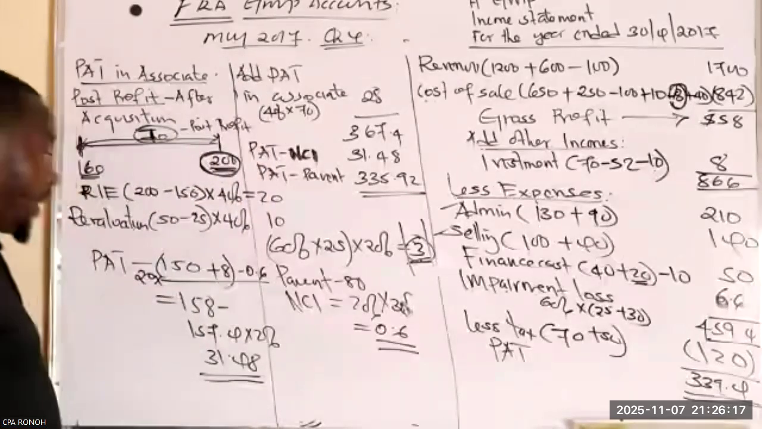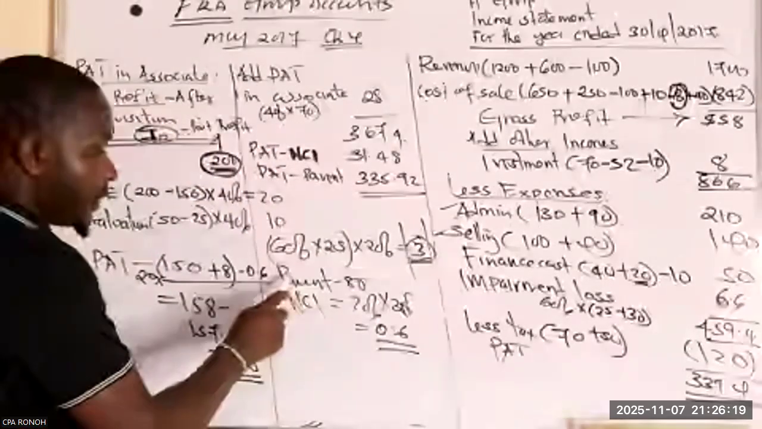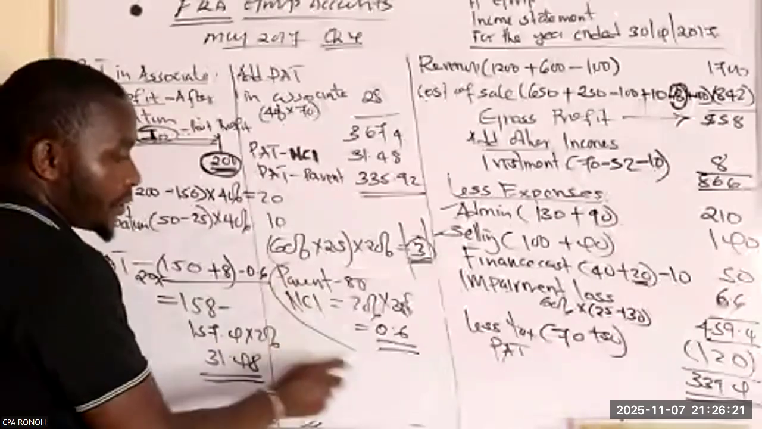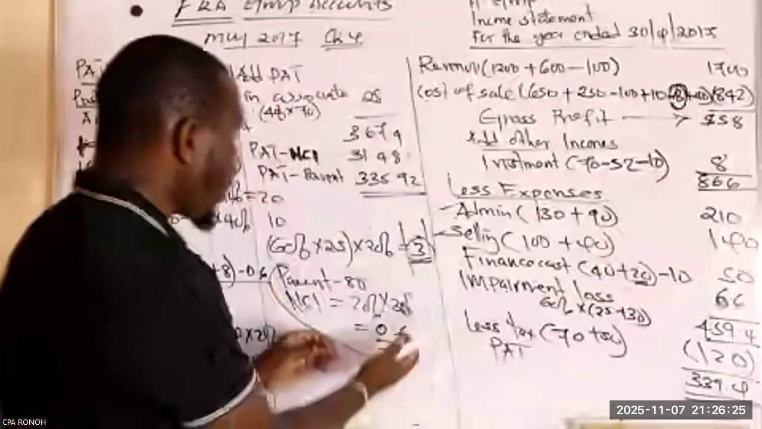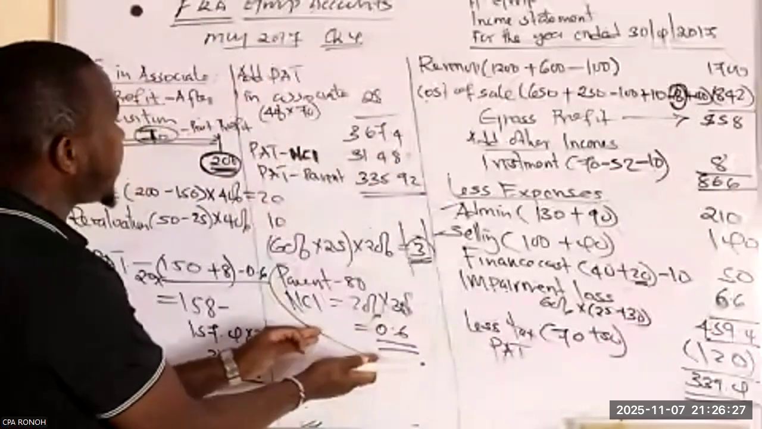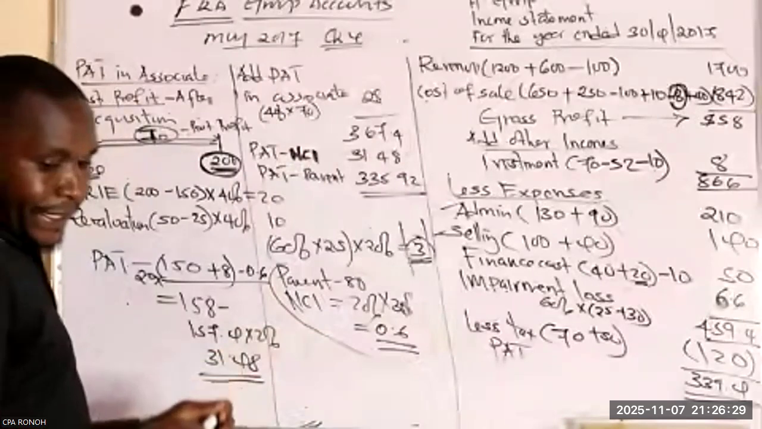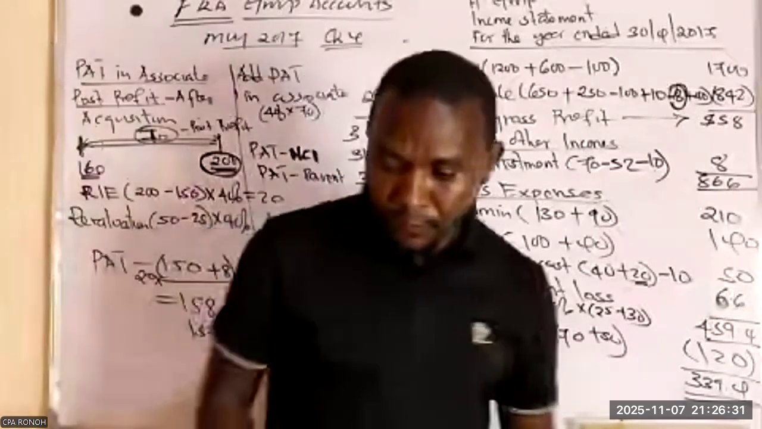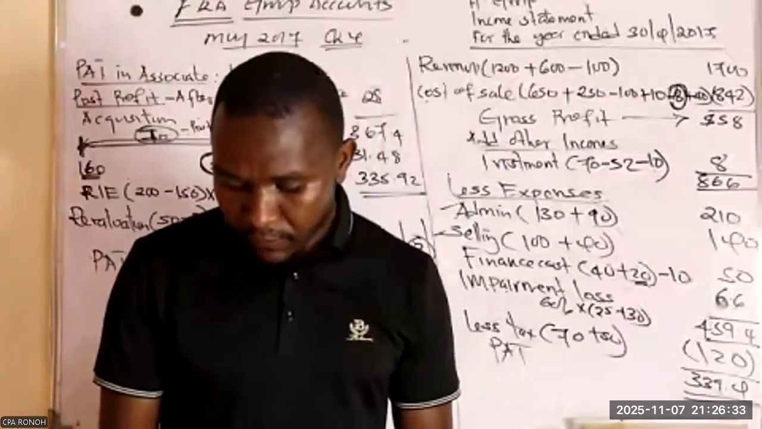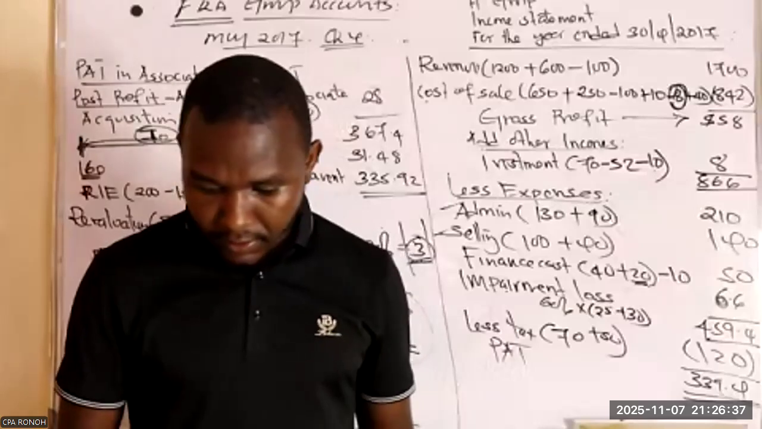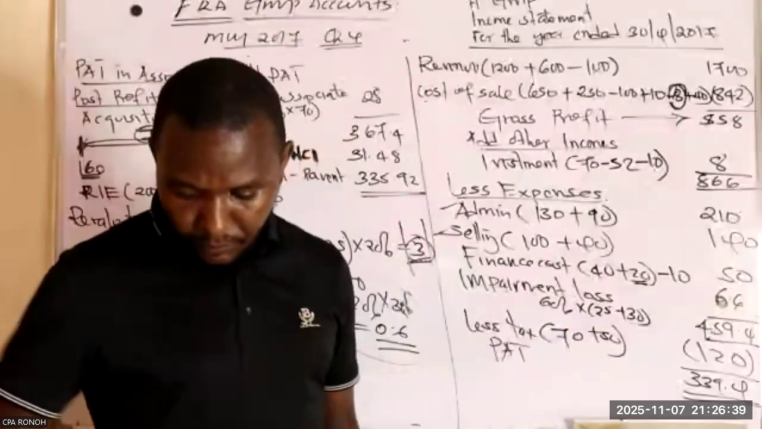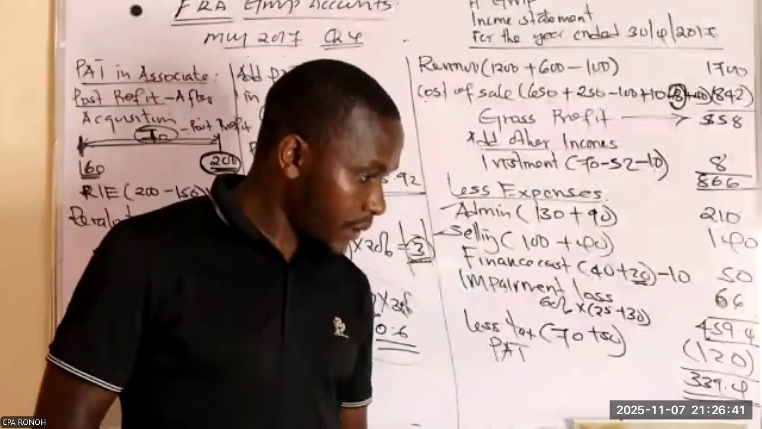Maybe this depreciation and goodwill has confused you. So if you don't want to go this long method, you can just pick what is the goodwill of NCI. Just take a look.